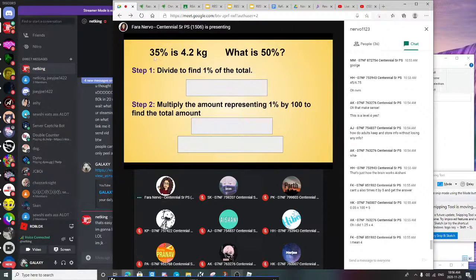Step 1, we have to divide in order to find out how much 1% is. So we take our 4.2, we divide by 35, and we get 0.12. 0.12 kilograms is 1%. Now, we know what 1% is.